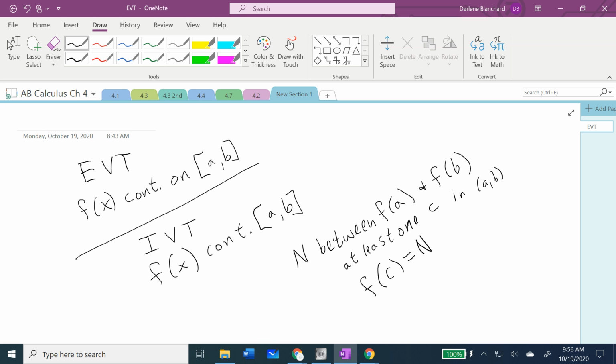Now, the mean value theorem begins as both of these begin, with the need for continuity over a closed interval. It adds to that a need for differentiability over an open interval. And let me emphasize what a picture will look like if you have, I'm just going to draw right here.